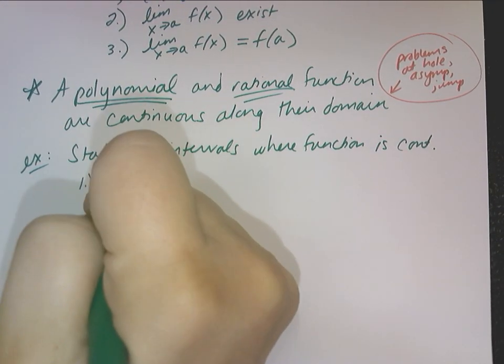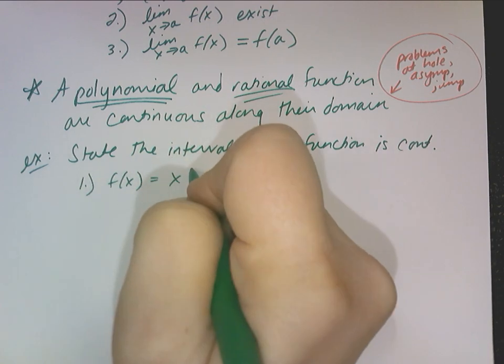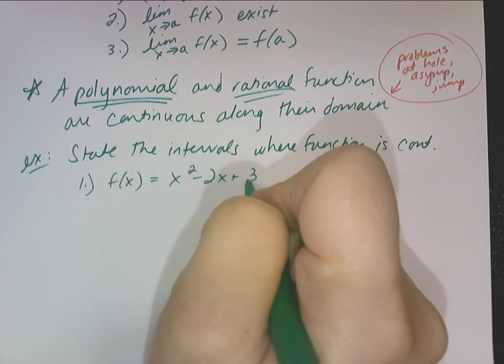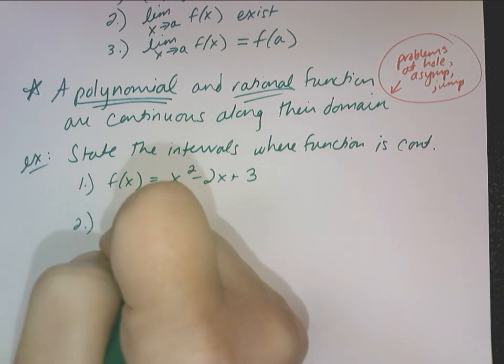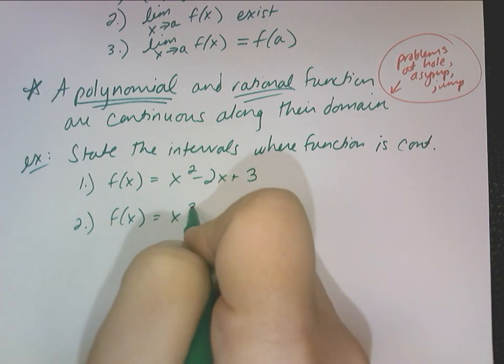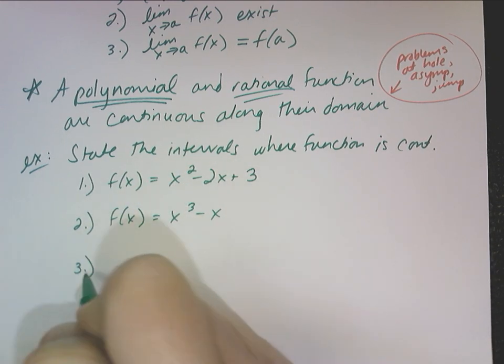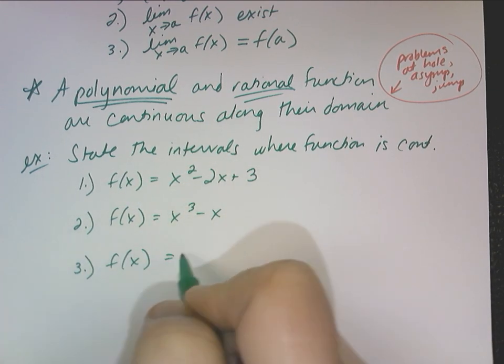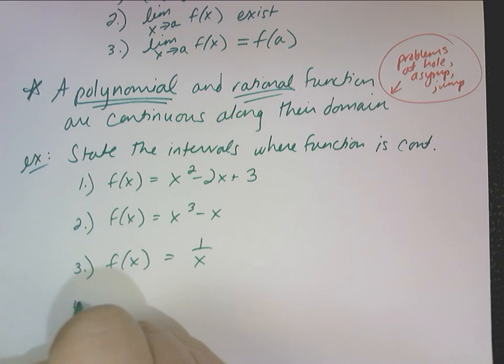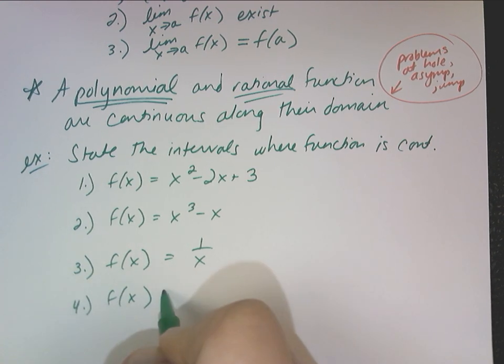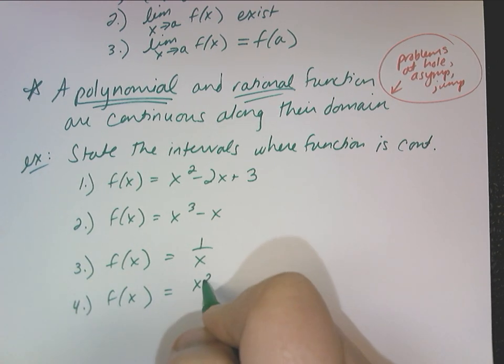Number 1. f(x) equals x squared minus 2x plus 3. Let's write a couple of them. Minus x. 1 over x. Let's write them all. Ain't nobody got time for that.